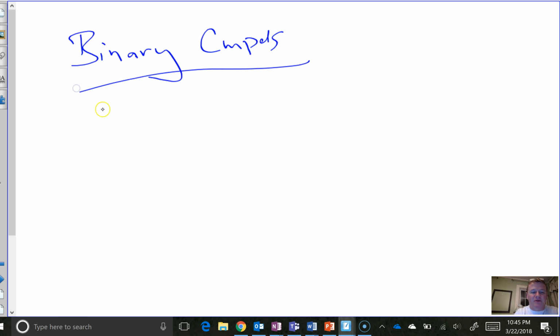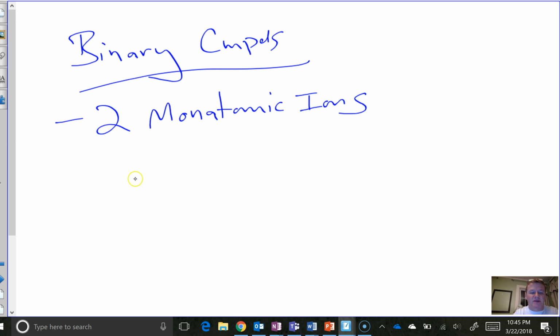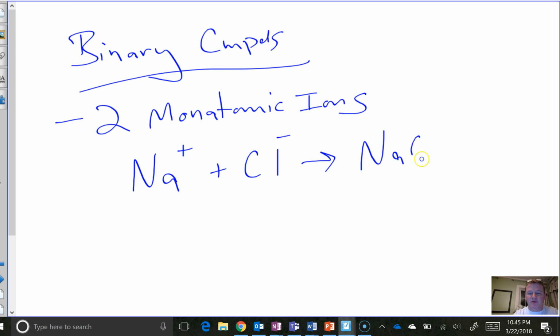We then progress from there to talk about binary compounds. A binary compound is made up of two monatomic ions, such as sodium, one cation, plus a chloride ion coming together to form the compound sodium chloride. So with binary, the bi refers to the fact that there are two ions, two elements.